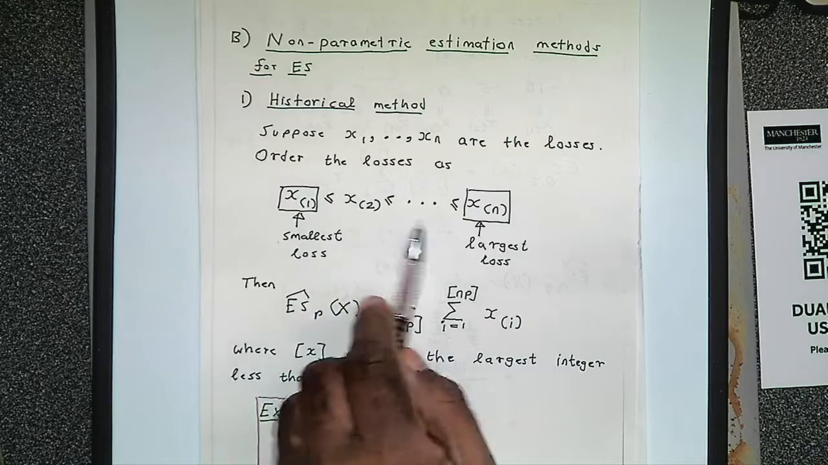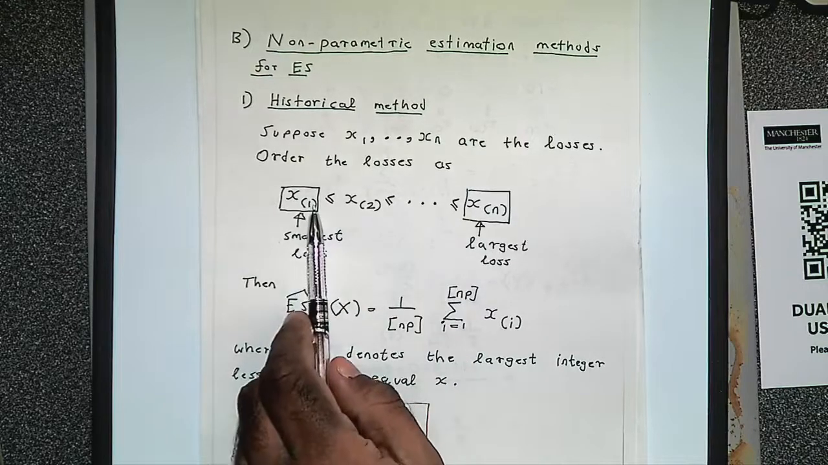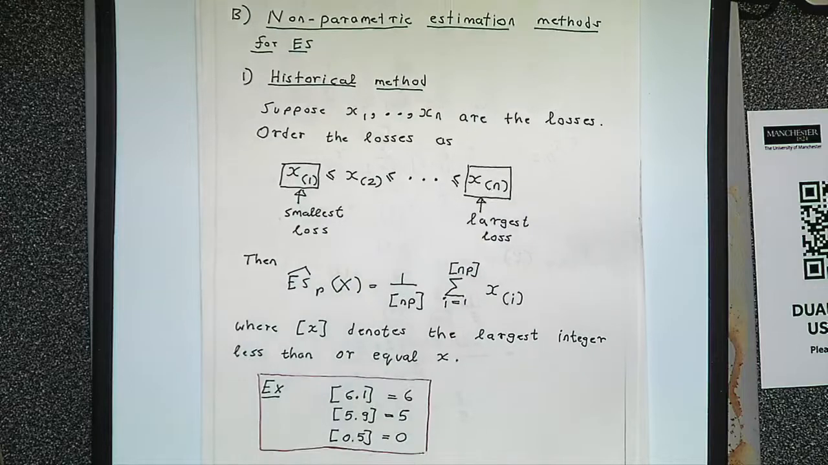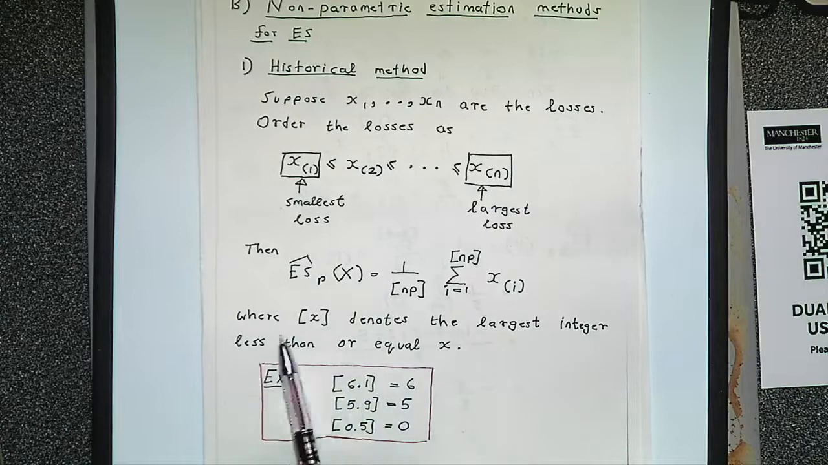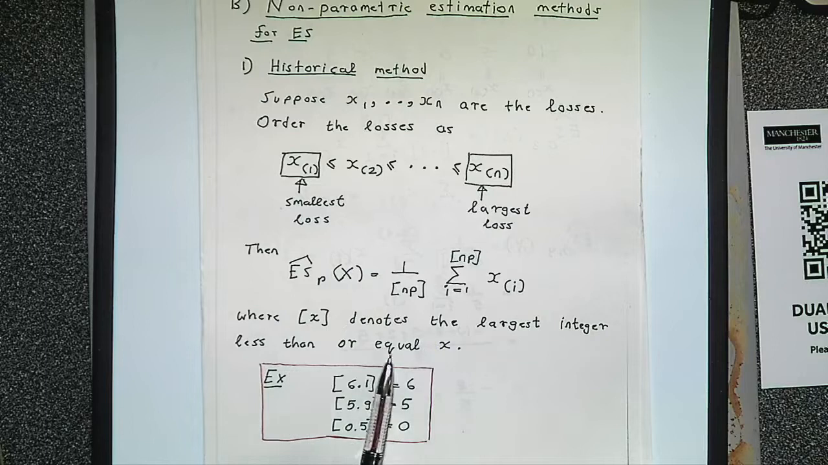So what you do is, again, you arrange the data from the smallest to the largest. So this is the smallest and this is the largest. And then you compute the expected shortfall as this, where this notation, you might have seen this before, denotes the largest integer less than or equal to x.